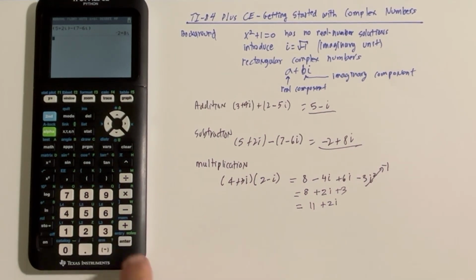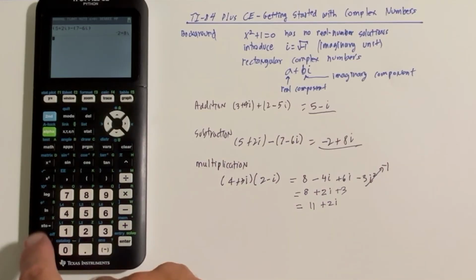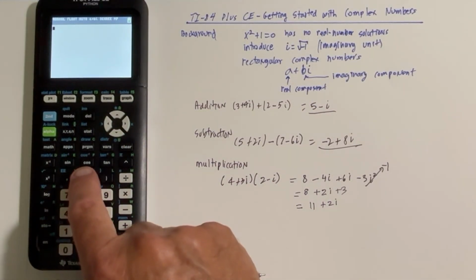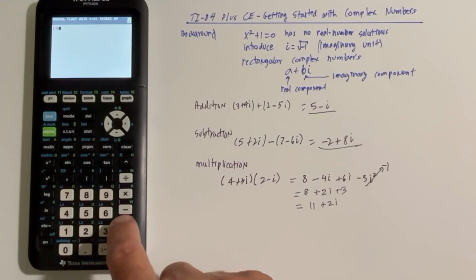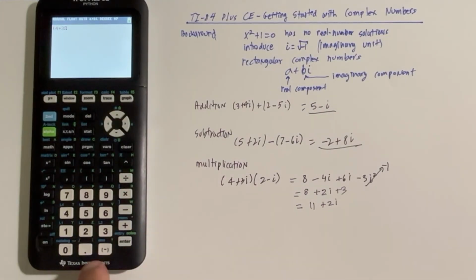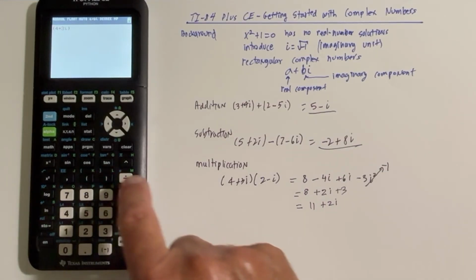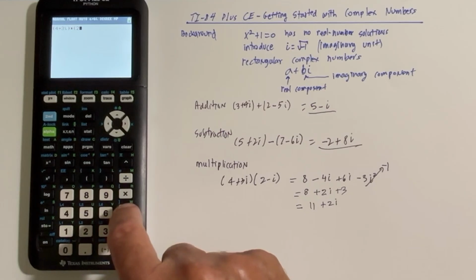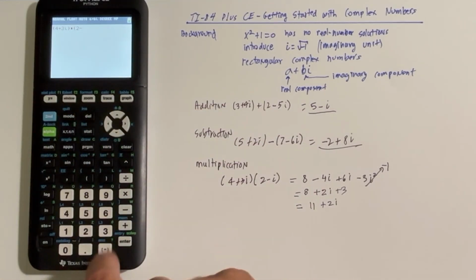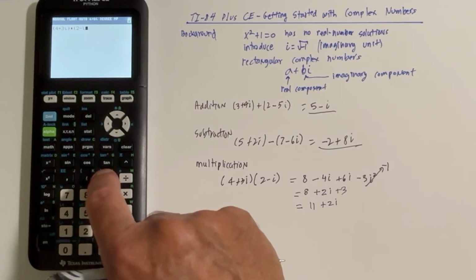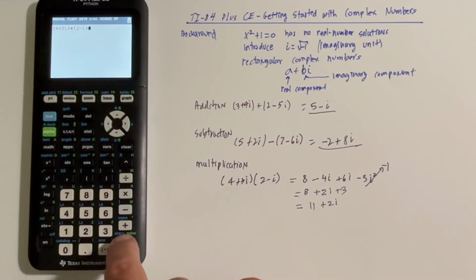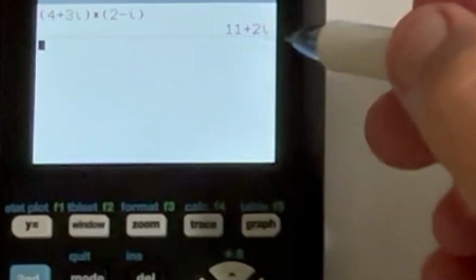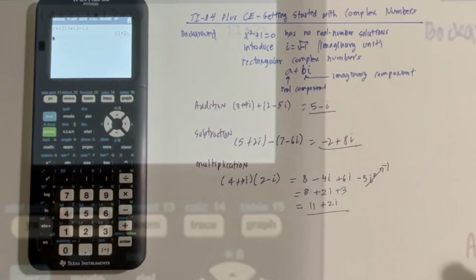Now let's do it in the calculator. Let's clear everything again. In our first number, we've got 4 plus 3 second i, close the parenthesis, times 2 minus second i, close that parenthesis, hit enter, 11 plus 2i. So there's our answer. So that checked.